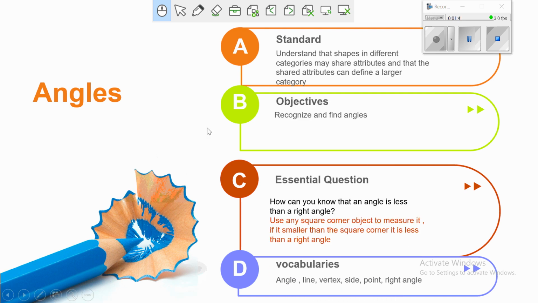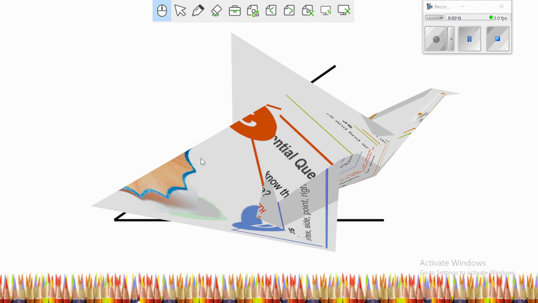After you read and solve with me, you will be able to recognize and find angles in anything you look at in your home or in your school. You just have to find the position of the two lines that make the angle, and you will know which kind of angle we have. We have three kinds. We will talk about them today.